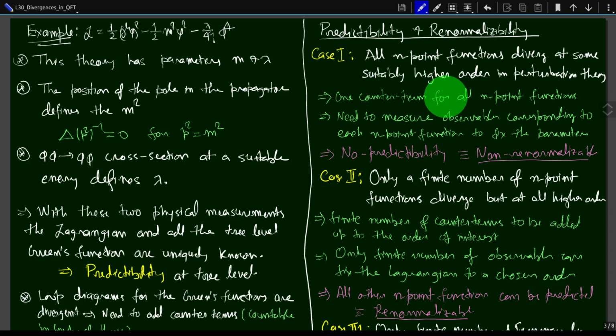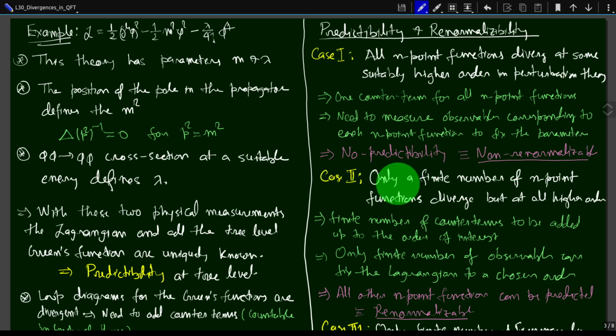So let's systematically say that for a given n, choose an n-point Green's function, and there exists some higher order correction that will make that infinite. That means for each of these n-point Green's functions, I need a counterterm. That means we need to measure an observable corresponding to each of these n-point Green's functions to fix the parameter. That means I have absolutely no predictability in my theory. Such theories are called non-renormalizable. I cannot renormalize them. What is the meaning of renormalizability? There were some parameters I started with, and I needed to fix them to make the theory finite and sensible at a certain order.